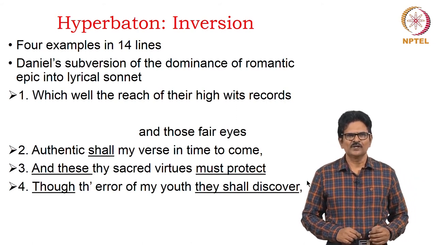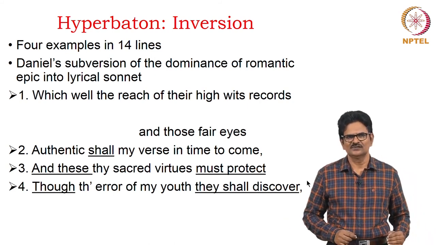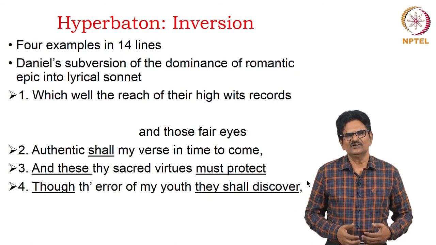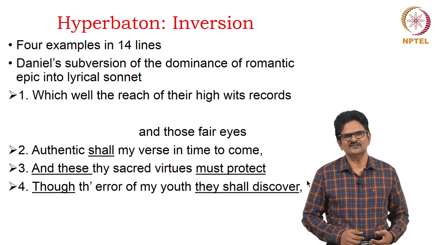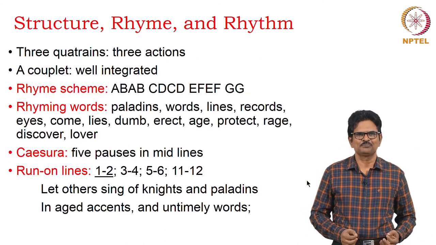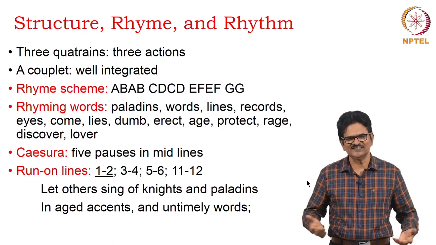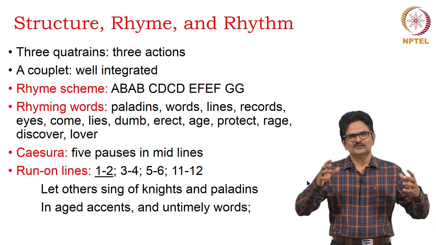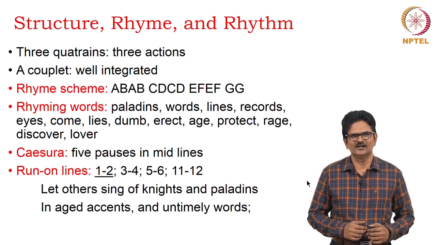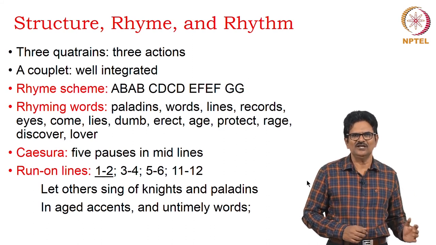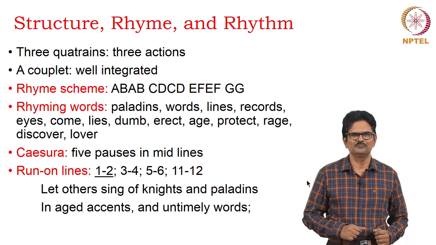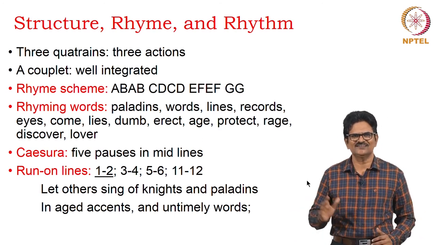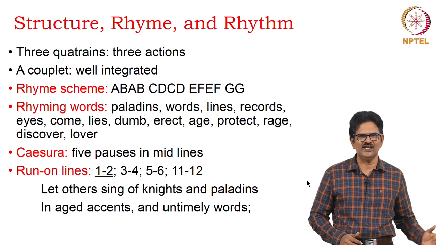Let us see the next one. Though the error of my youth they shall discover, though they shall discover the error of my youth. This is a kind of inversion that we notice in this particular sonnet. This particular poem has three quatrains and a couplet. Again, the sonnet is well integrated with the couplet at the end of this poem. We have this rhyme scheme AB, AB, CD, CD, EF, EF, and GG. The rhyming words go like this: Paladins, words, lines, records, eyes, come, lies, dumb, erect, age, protect, rage, discover and lover.